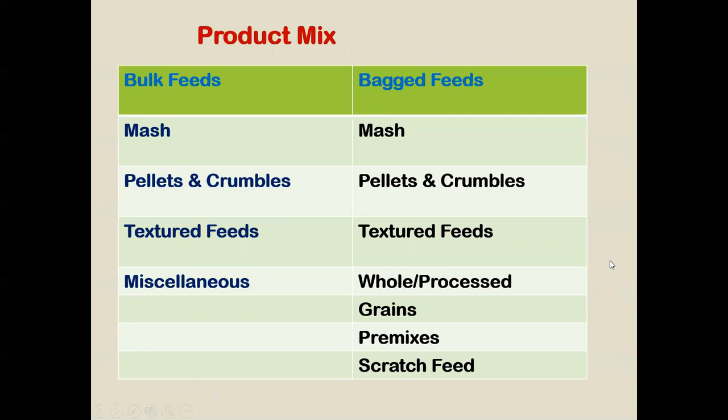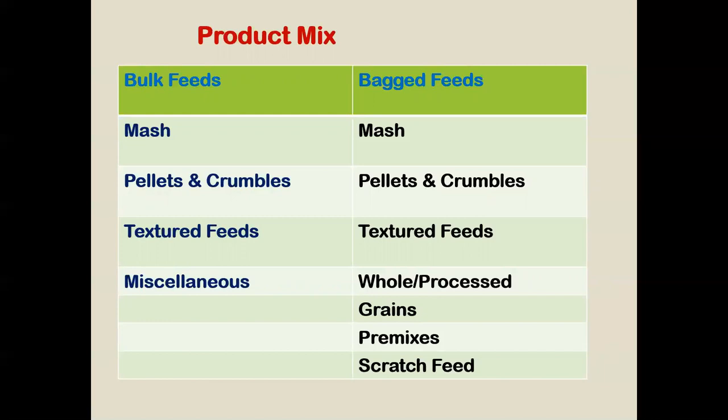So now coming to the product mix. What kind of product mix should be prepared in the feed mill? Two kinds of feed: bulk feed and bagged feed. In the case of bulk feed, mash, pellets, and crumbs will be made after pelleting of the feeds, or cutting of the pellets into small sizes. That will be the crumbs. So mash, pellets, crumbs, textured feed, and other miscellaneous feed come under bulk feed.